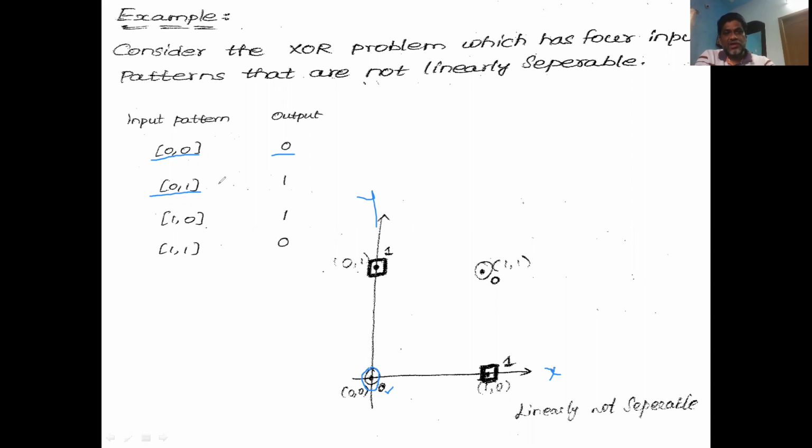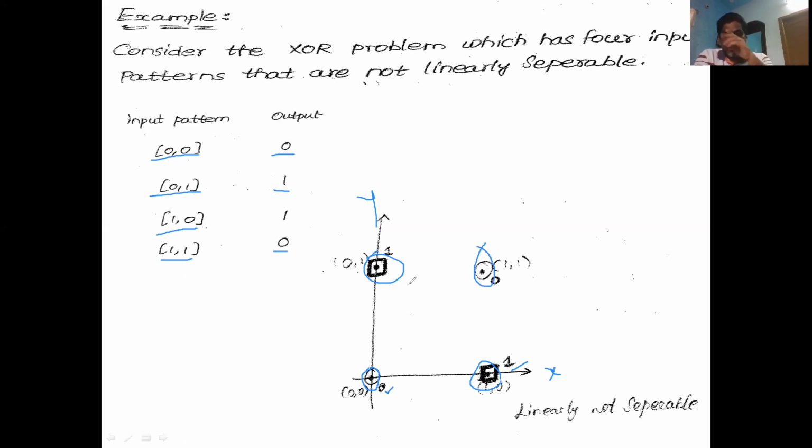Now the second point is 0 comma 1 with output label 1. Where does it come? x-axis 0, y-axis 1. So this is the point with label 1. Now the third one, 1 comma 0 with label 1. On the x-axis 1 is here and on the y-axis 0 is here. So this is 1 comma 0 with the output label 1. And then the fourth input pattern is 1 comma 1. Here it is, 1 comma 1 comes over here with the output label 0.